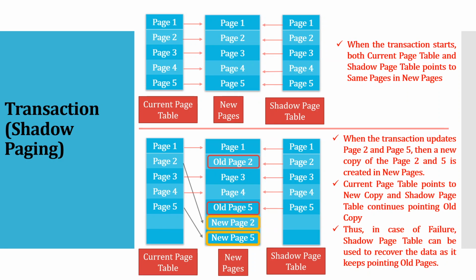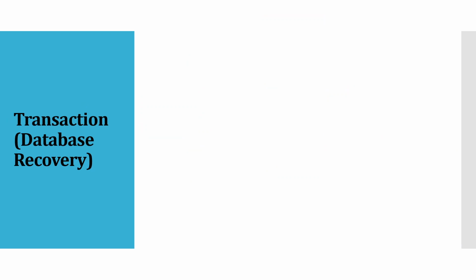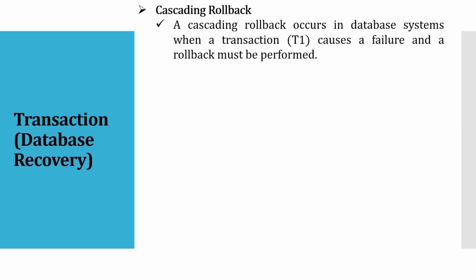We are again continuing with the recovery only. So in that recovery we have a cascading rollback. Now what do you mean by cascading rollback? A cascading rollback occurs in a database system when a transaction T1 causes a failure and a rollback must be performed. You know what a rollback is: if there is a failure, a transaction must be rolled back to its initial stage. So that is the rollback definition.